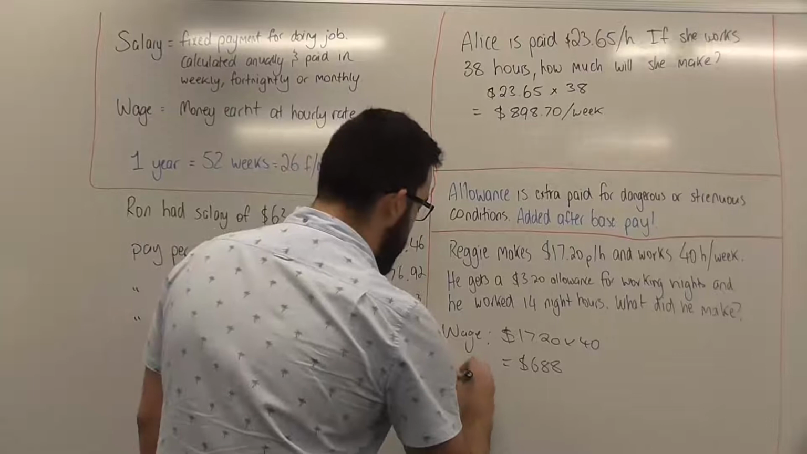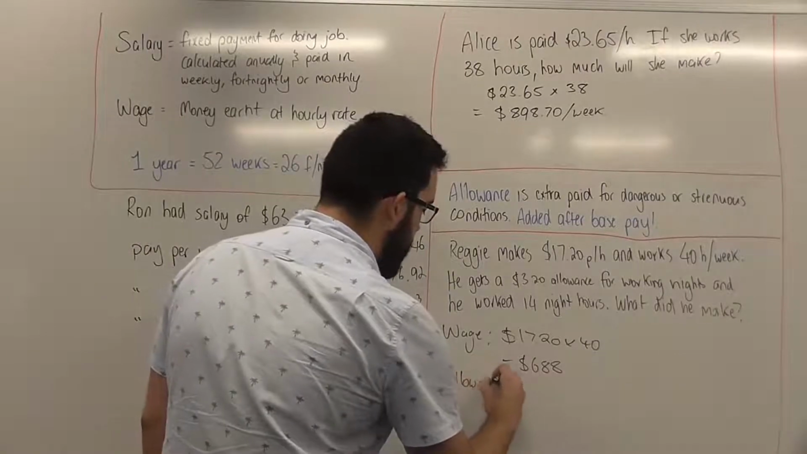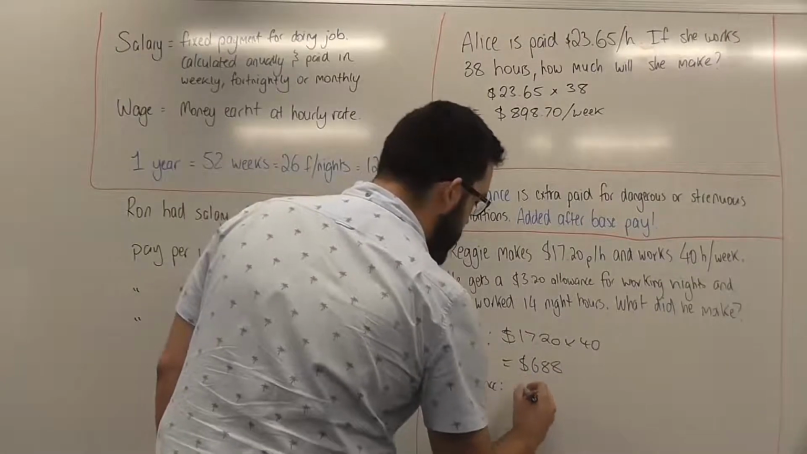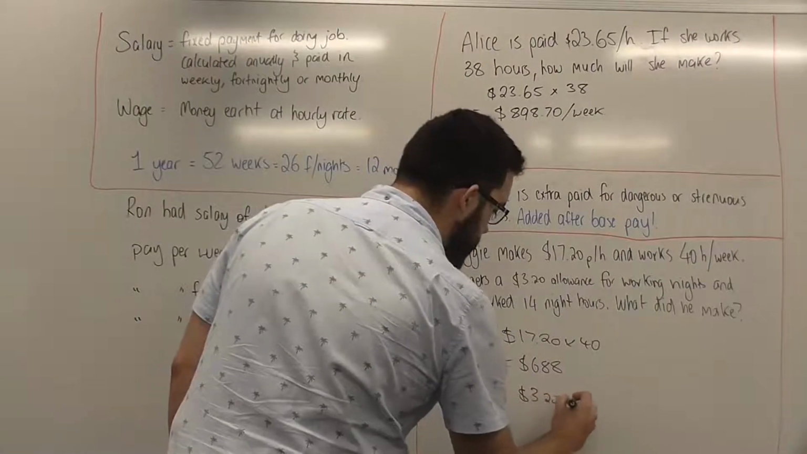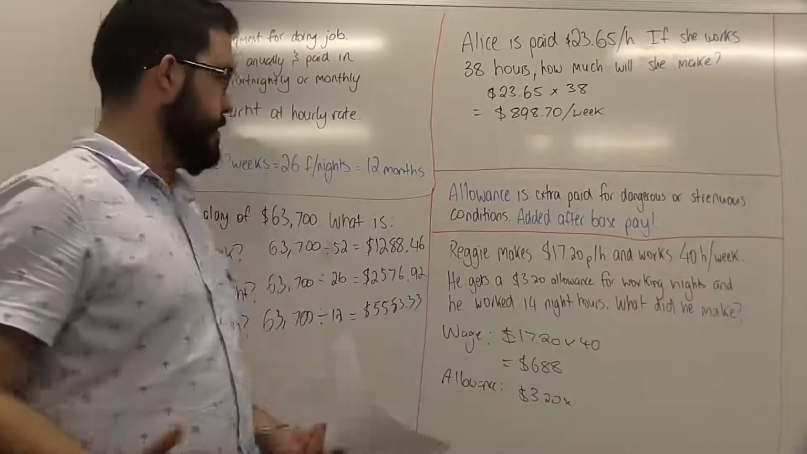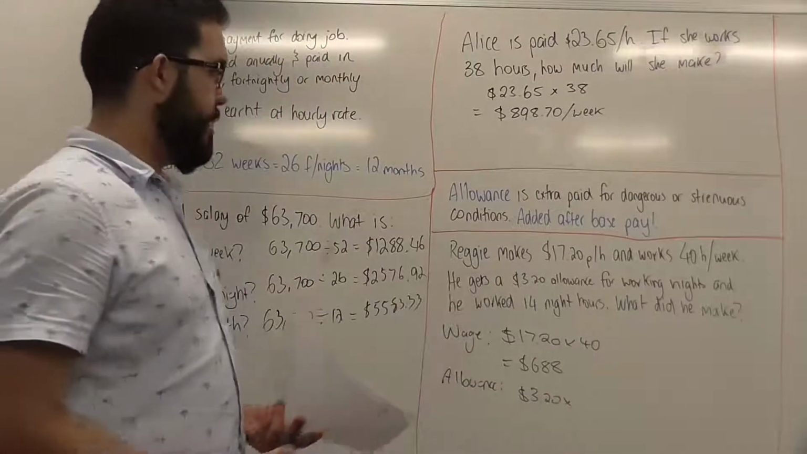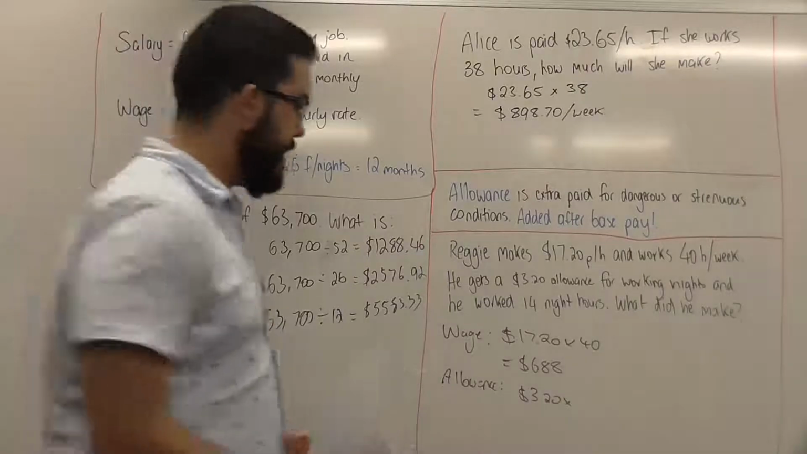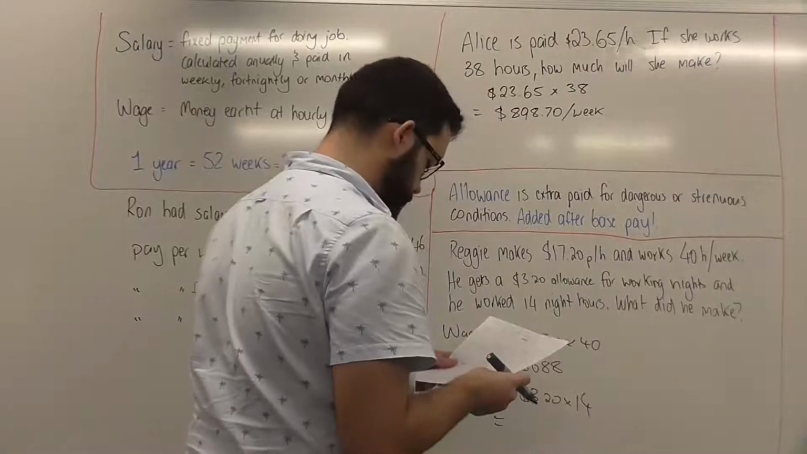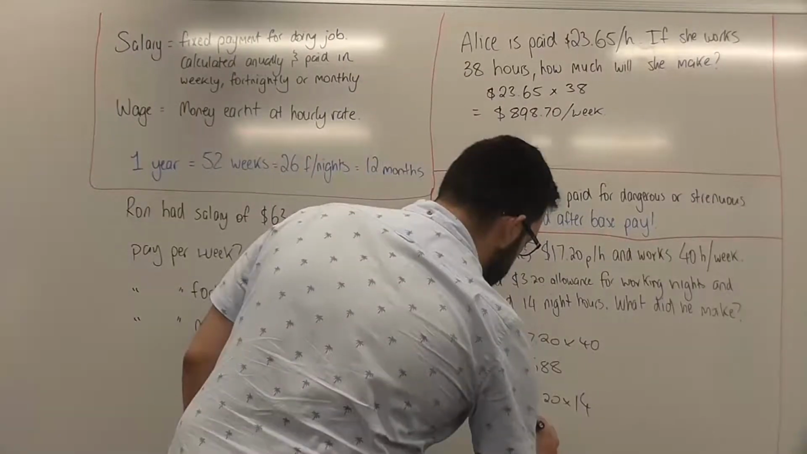Now, we calculate the allowance separately. So the allowance is going to be $3.20, which is his allowance, multiplied by how many hours he worked under those conditions. So it's going to be 14 night hours. So 14 hours, which is going to equal $44.80.